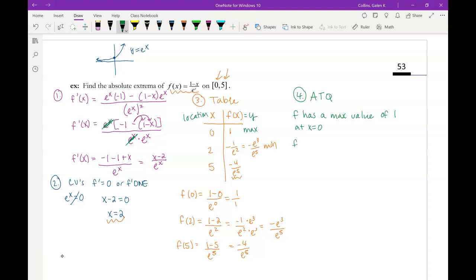And I could say that f has an absolute minimum value of -1 over e squared, or you could say -e cubed over e to the 5th, at x equals 2. All right, so that one's not too bad, but we really do just have to apply some number sense, and we do need to know the ballpark of what e is approximately.